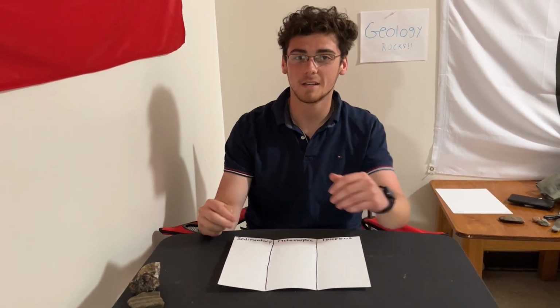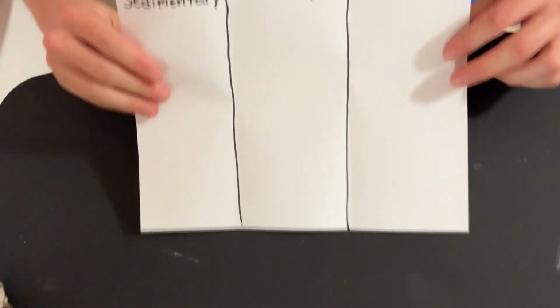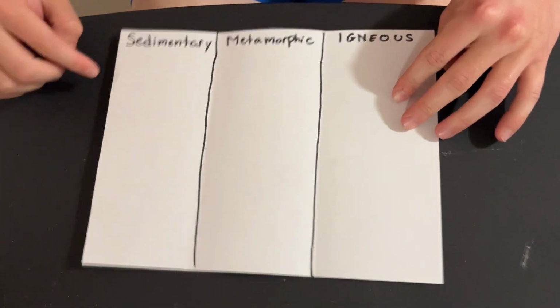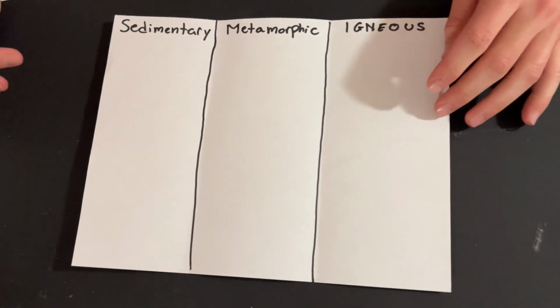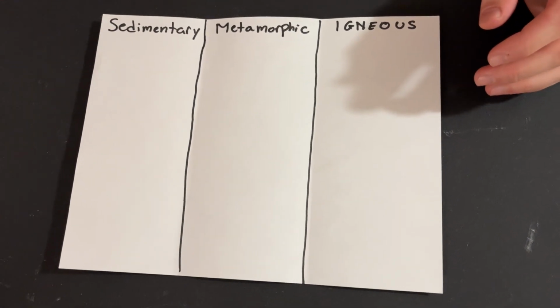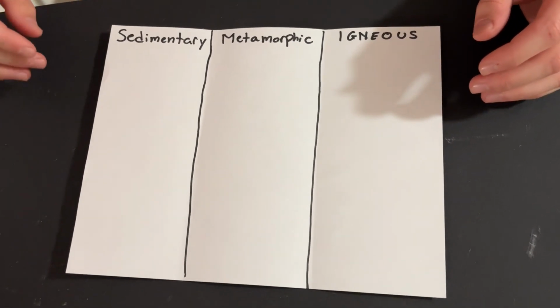different rock types. First, we have sedimentary rock. A few things that help you identify these are they have a sand-like texture and often are very fragile.